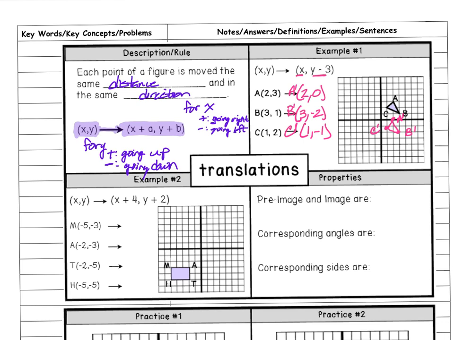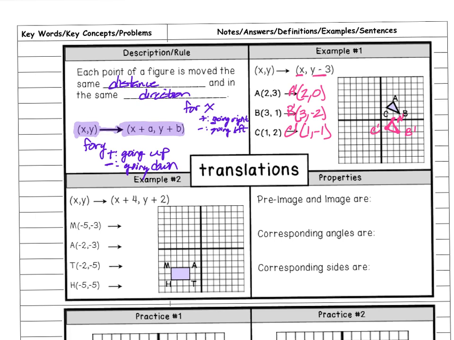And if you look, even though my drawing isn't straight, it looks like I just slid my triangle down 3 spaces, and that's all I did. The x's are in the same place, so I've got 1, 1, 2, 2, and 3, 3. The x's are the same. Just my y's changed. Okay, so that wasn't too bad.